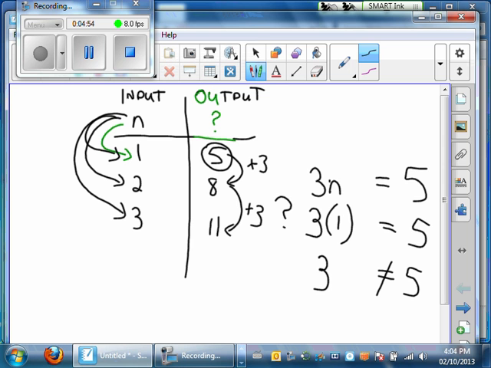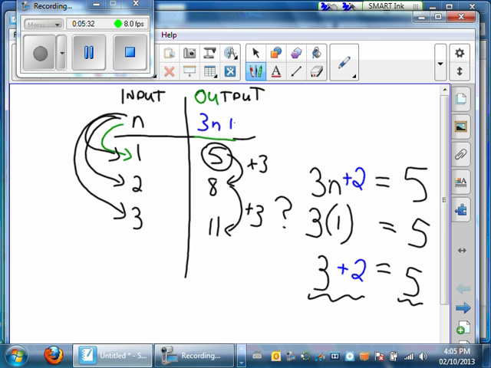5. So the way that we figure this out is we say, well, if we've already got 3, how can we actually make this statement true? How can we make this side equal to this side? Well, all we have to do in order to make this a true statement is add 2 more in there. So in actuality, we can say 3n plus 2 equals 5. So let's write that in for our output here.